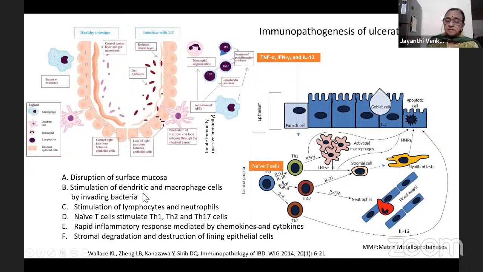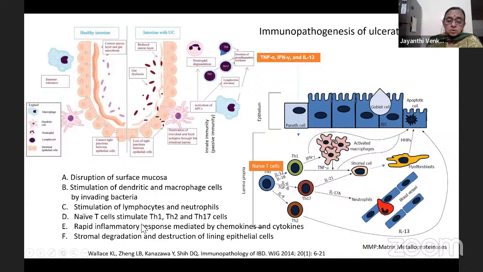So level one is disruption of the surface mucosa. Then there's stimulation of the dendritic and the macrophage cells. These are two important cells that result in the cascade of inflammatory pathogenesis in IBD. There's stimulation of lymphocytes and neutrophils. This is the adaptive type of response. And you can see here the naive lymphocytes, they stimulate the helper cells Th1, Th17, and Th2. These are the three important helper cells that are stimulated, resulting once again in a large number of inflammatory responses that are mediated by chemokines and cytokines.